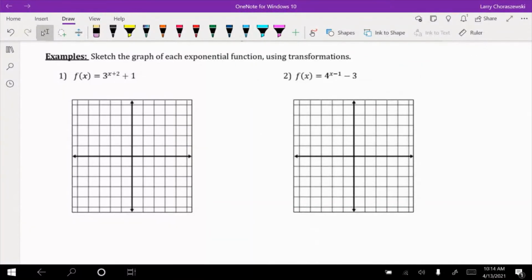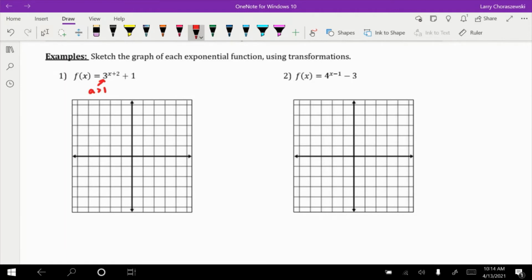We're going to sketch each graph using transformations. You guys ready for it? I'll do graph 1 along with you, and then give you a shot at graph 2, and then we'll go back and forth between examples. So for our first function, we have 3 to the x plus 2, plus 1. First thing we want to do is identify our base graph. Now our base in this function is 3, and that's a number that's greater than 1. So the first graph that I'm going to plot is 3 to the x.